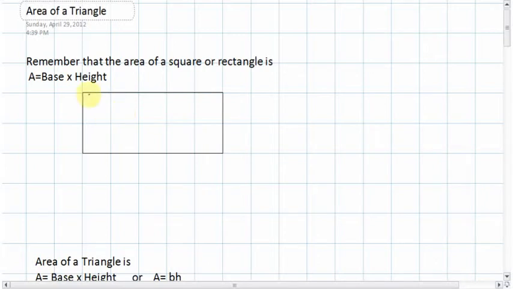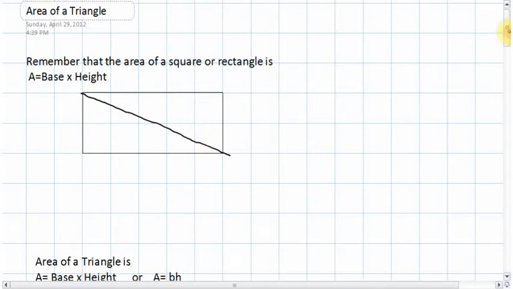Well, all you got to do is cut it in half. When you cut it in half, either way, you got yourself a triangle, actually two of them. So if the rectangle was base times height for its area, what would be the area formula for just the triangle? Well, it would be half that, or base times height divided by 2.